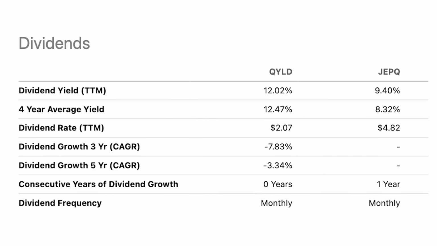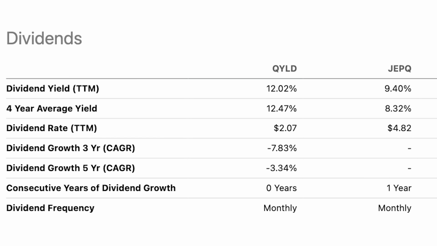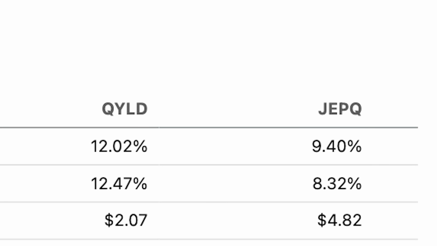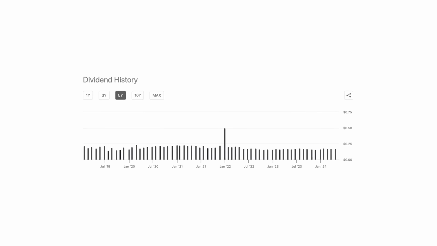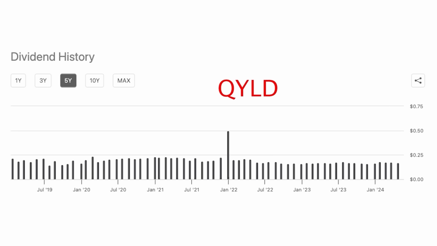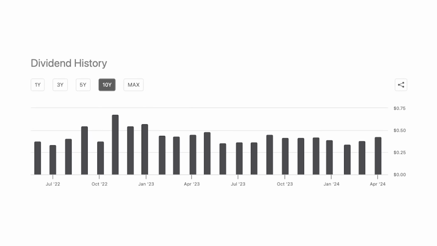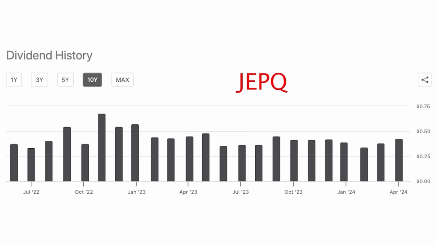So that is also why QYLD has a higher average dividend yield than JEPQ at 11.98% as opposed to 9%, as well as the fact that the dividend yield of QYLD is rather consistent as opposed to JEPQ, which fluctuates around 1 to 3%.